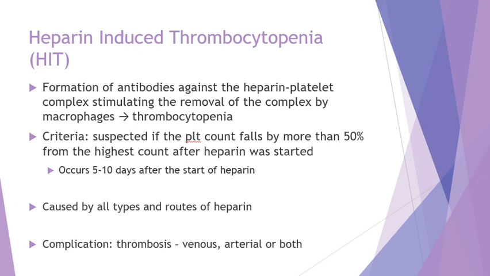Now, the criteria is we suspect this if their platelet count falls by more than 50% from the highest count after heparin was started. So we need to look back, see what that platelet count was, and if it falls by 50%, we need to suspect this. This is caused by all types and routes of heparin, even sub-Q.